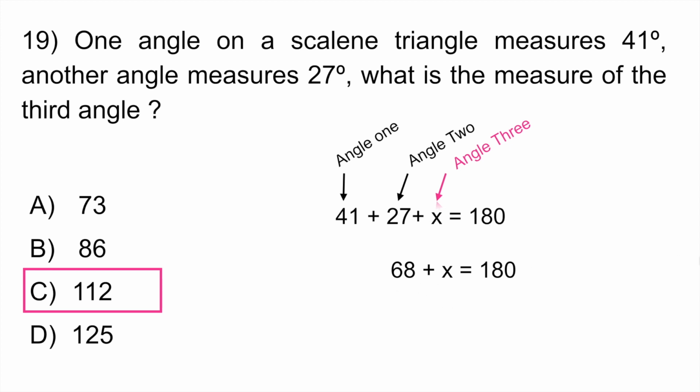So what we have to do now, normal algebra problem, isolate that x. How do we do that? You're going to subtract 68 from here. Okay, so that cancels out. And then you're going to do the same thing on the other side. So 180 minus 68 gives you 112, which is option C.